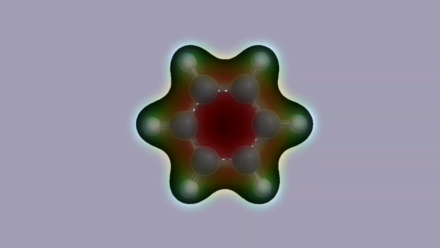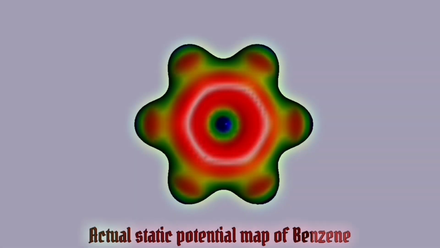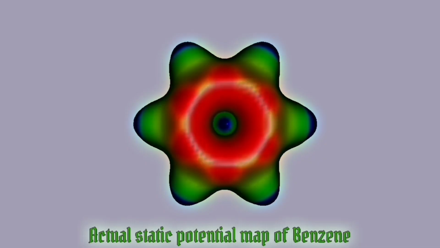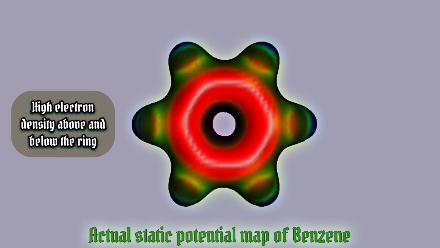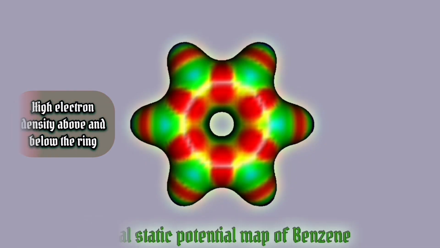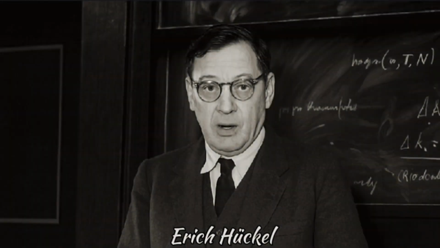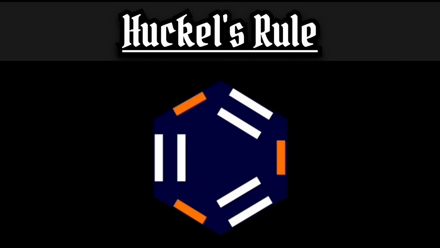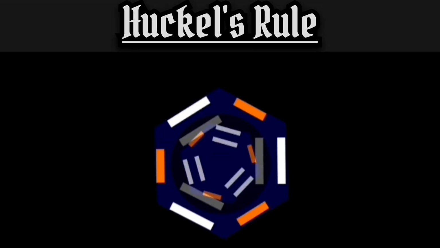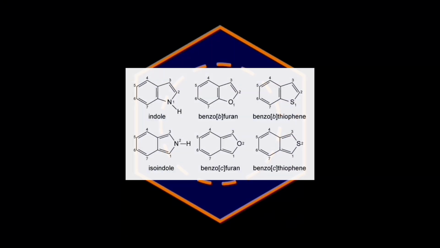More specifically, a delocalized conjugated pi electron system, fulfilling Huckel's rule for chemical aromaticity. A compound is considered aromatic if it meets the following four conditions. It must be cyclic, as in it must have a ring structure.